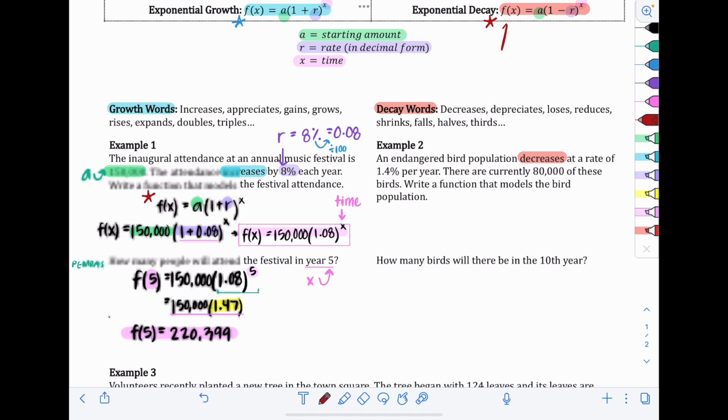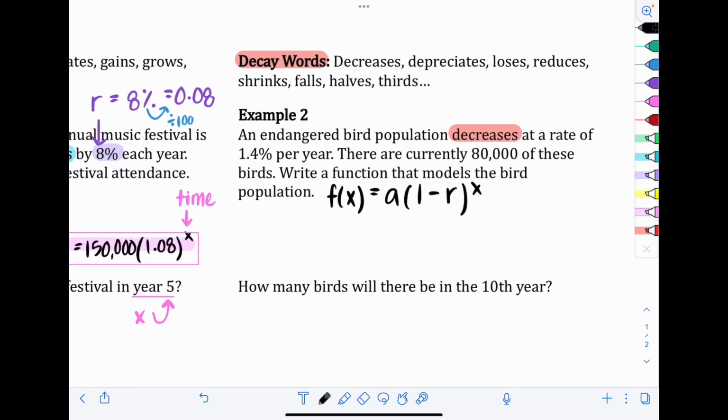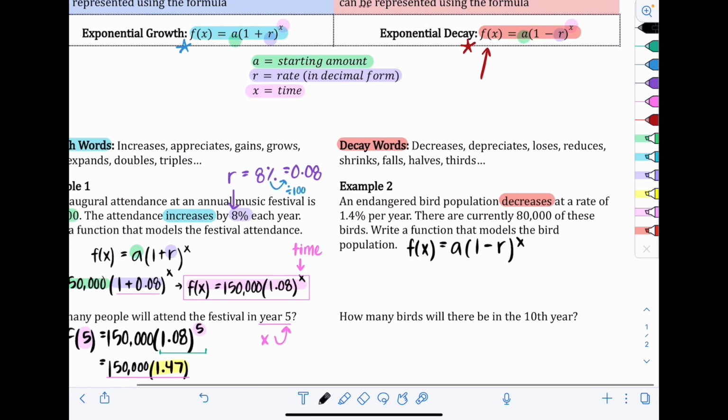So I'm going to copy this one down. It'll be f of x equals a times 1 minus r to the x. It's decreasing, so we have to use the 1 minus r. And then now we have to figure out what value goes where.